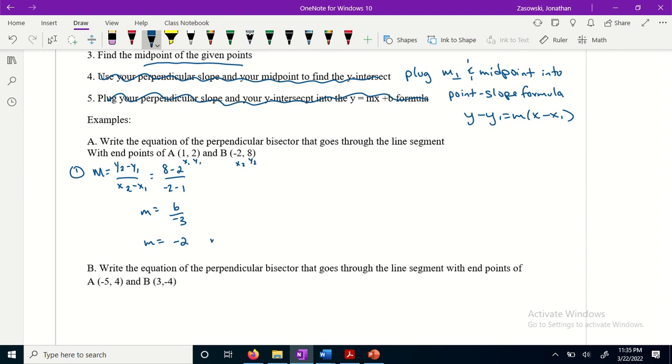Now that also means that the perpendicular slope is the opposite reciprocal of this. So change the sign from negative to positive and flip it, and it becomes positive 1/2. Okay?